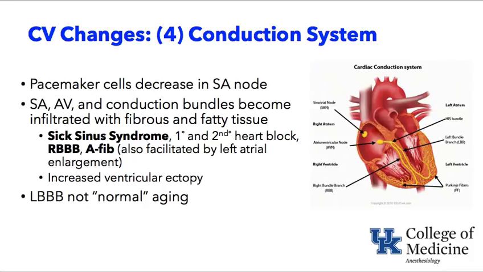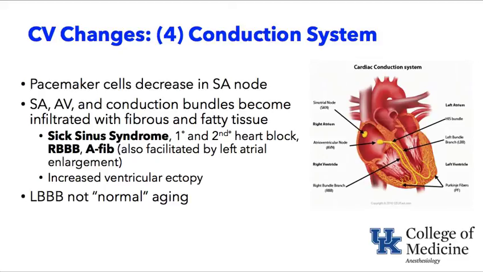The conduction system of the heart itself also can have changes. The pacemaker cells tend to decrease in the SA node. Sick sinus syndrome is not that uncommon. There can be problems with AV nodal conduction, first and second degree heart block, and there can be conduction bundles infiltrated with fibrous and fatty tissue, leading to something, for example, like right bundle branch block.